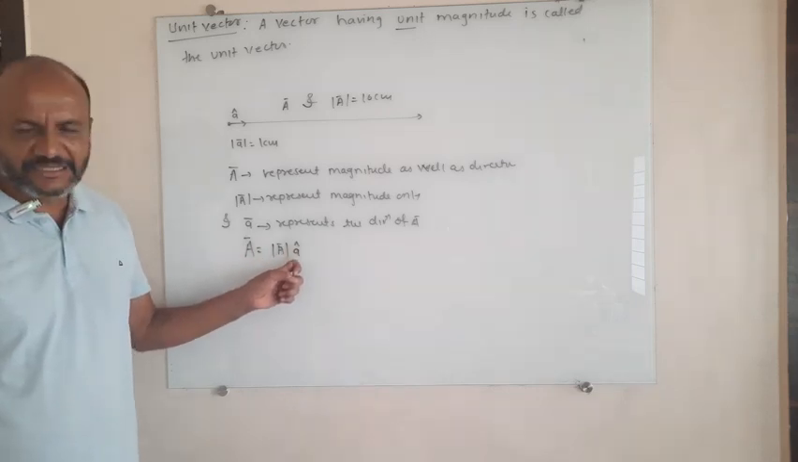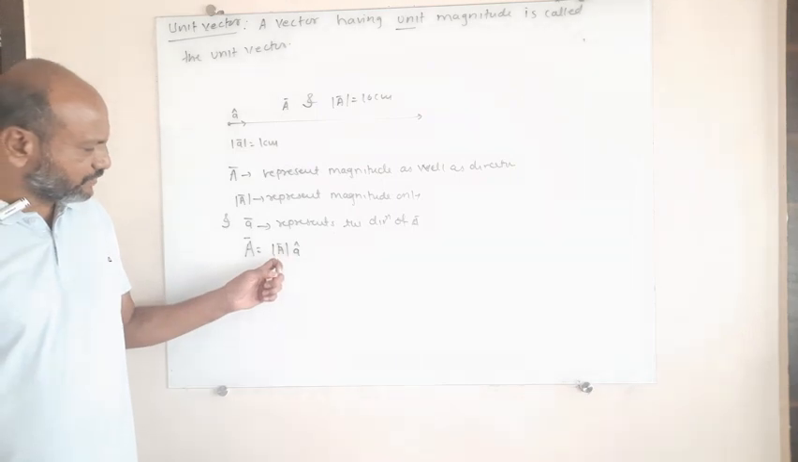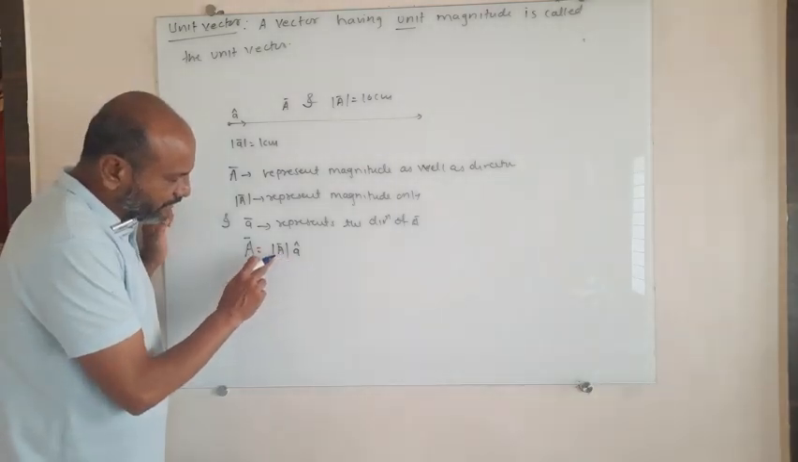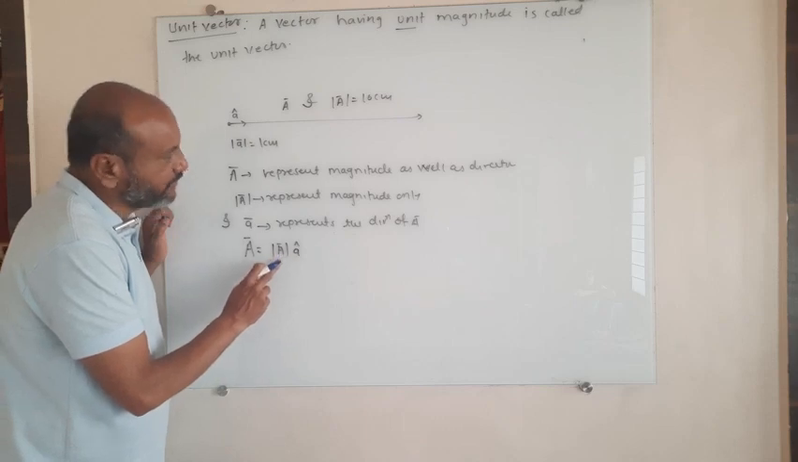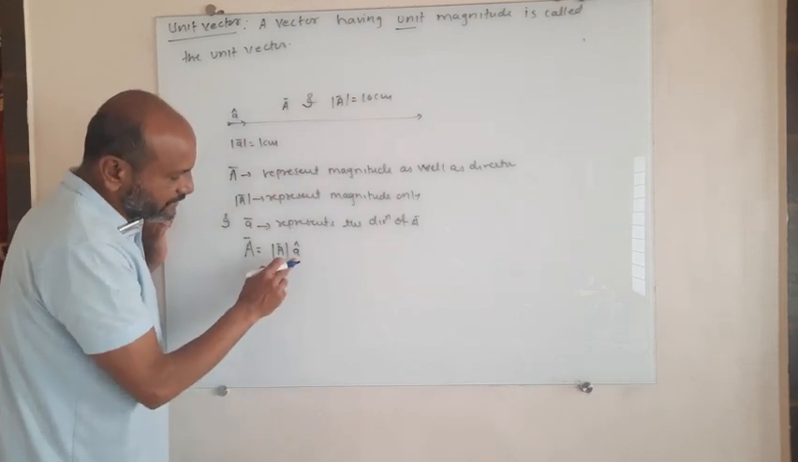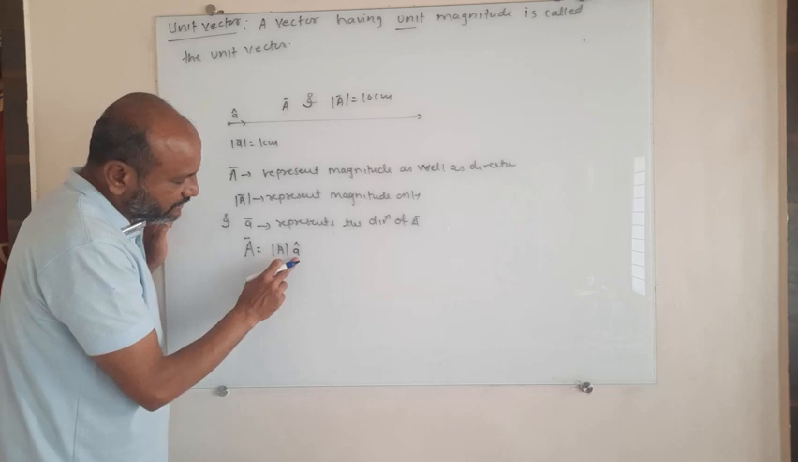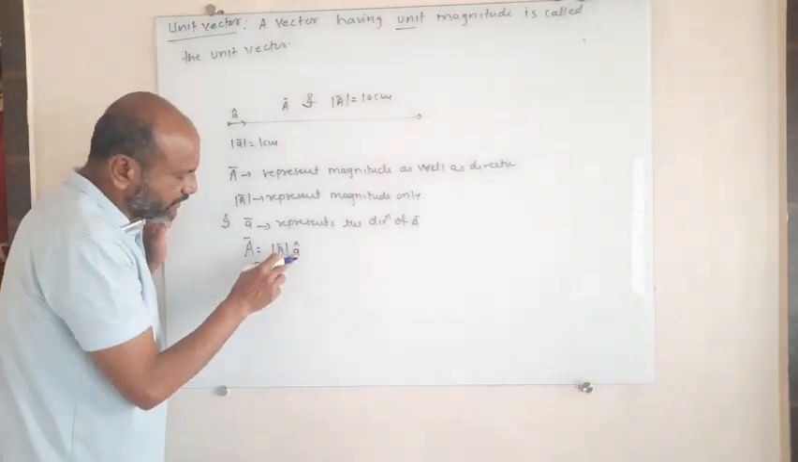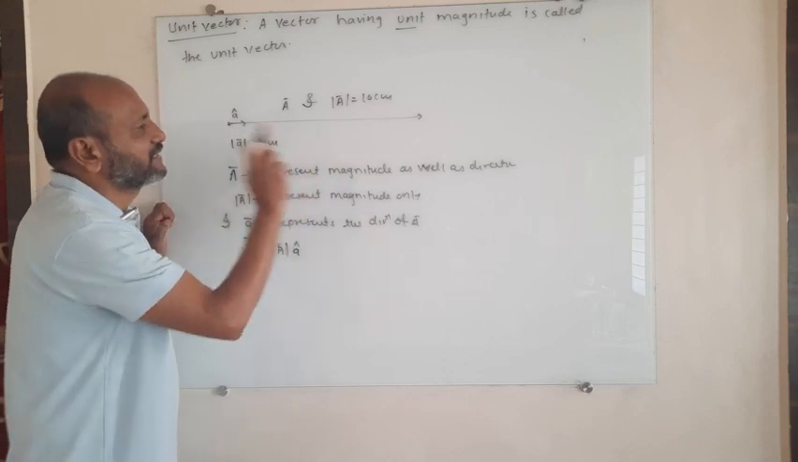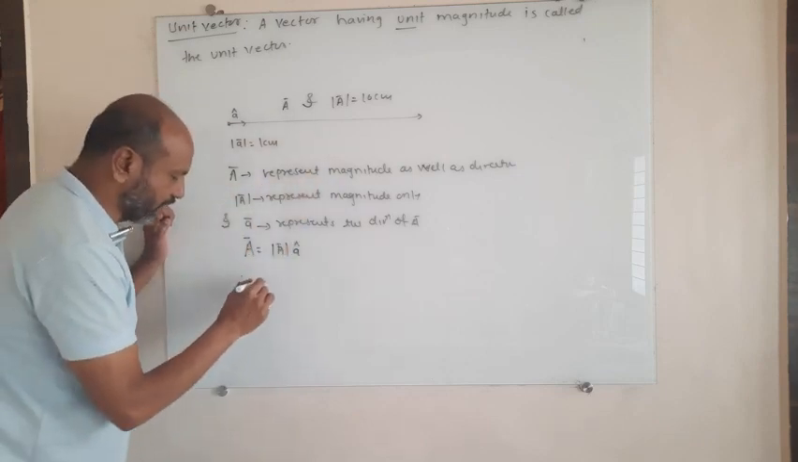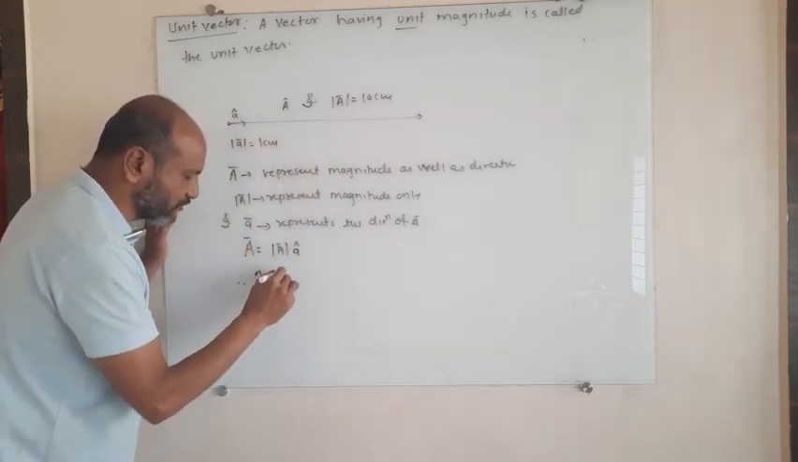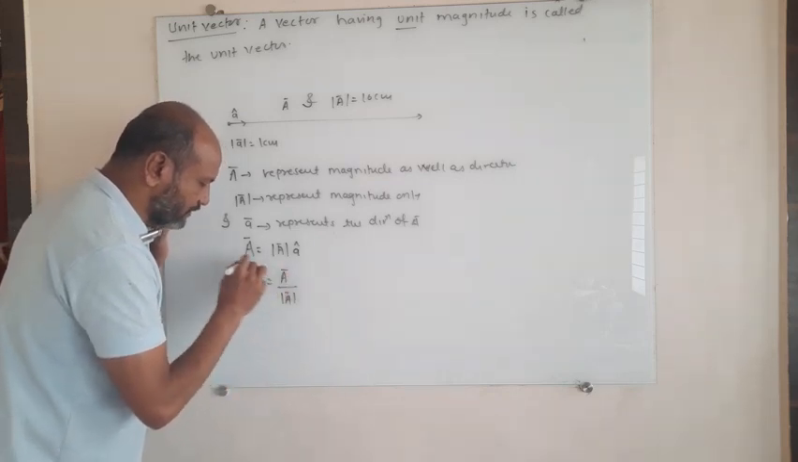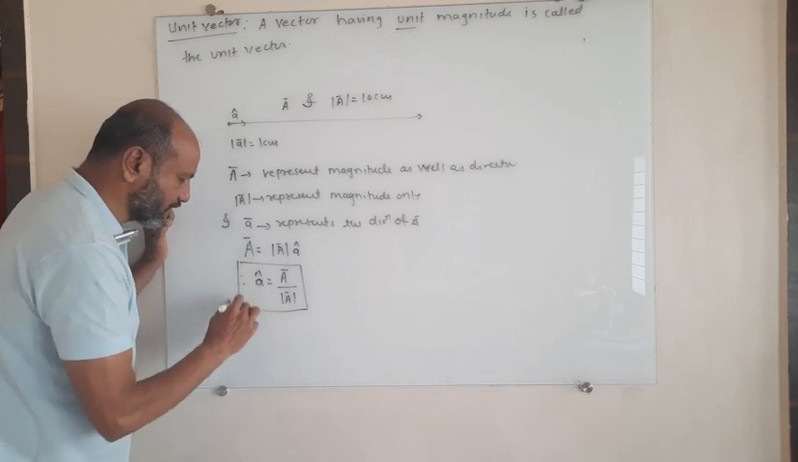Here, if we change the magnitude, will there be any change in the A cap? No. Look here, the magnitude of this is 10 centimeter, and the magnitude of this is 1 centimeter. 1 into 10 is 10, so that magnitude remains the same. Therefore unit vector represents only direction, and finally we get A cap is equal to A bar upon mod of A bar. So how will we derive the unit vector formula?